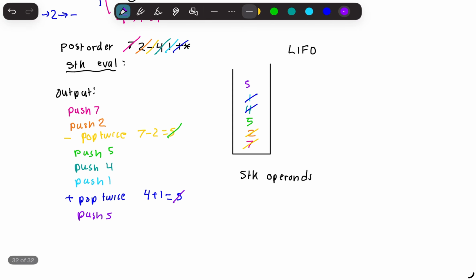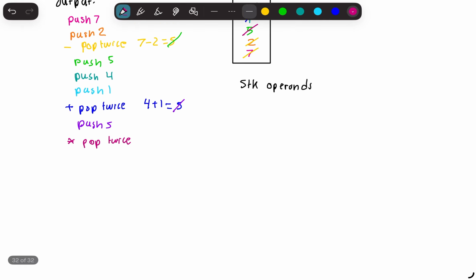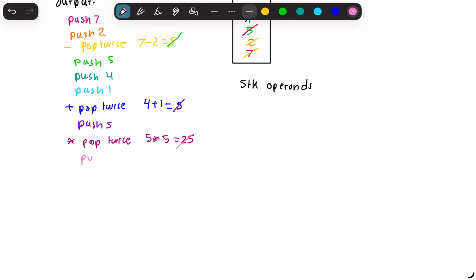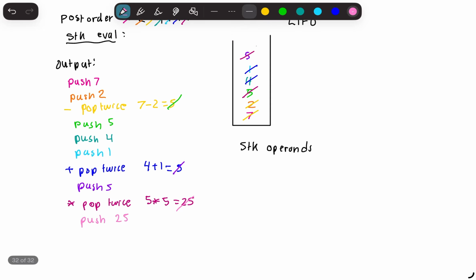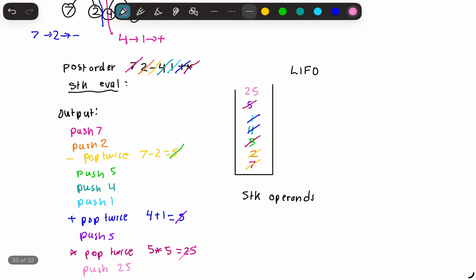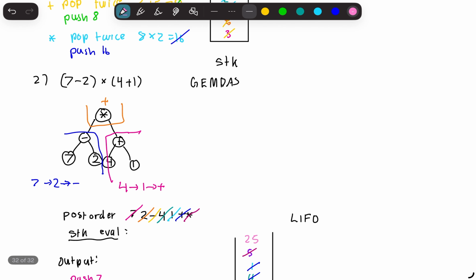And then for our last expression, we see our last symbol, the times symbol. So you're going to pop twice. Pop 5 and 5. And now we're going to have 5 times 5 equals 25. And then we're going to take 25 and push 25 back onto the stack. So now our final value is just 25, and we did things right because we only have one value on the stack left.